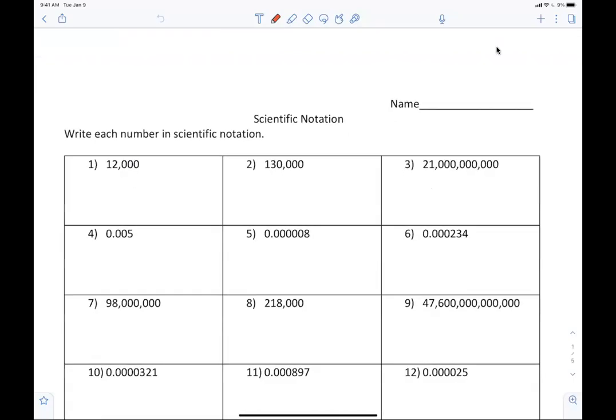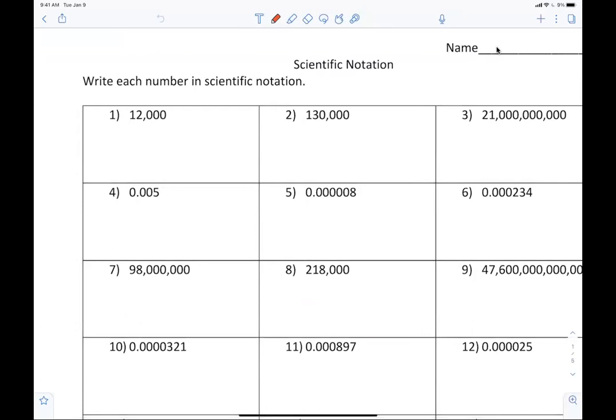Anybody know what the scientific notation here is? James, tell me what the answer is to number one. Would it be 0.00? Nope. Somebody else, tell us. Isn't that where you count how many zeros? No, I want to know what the answer is.